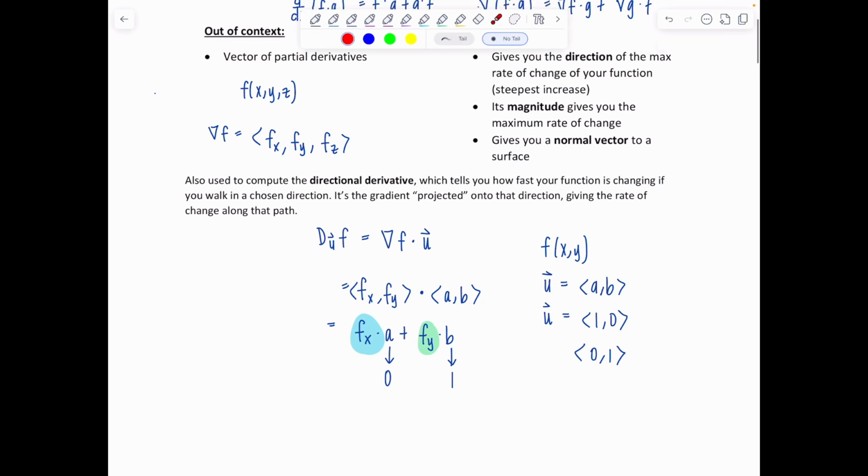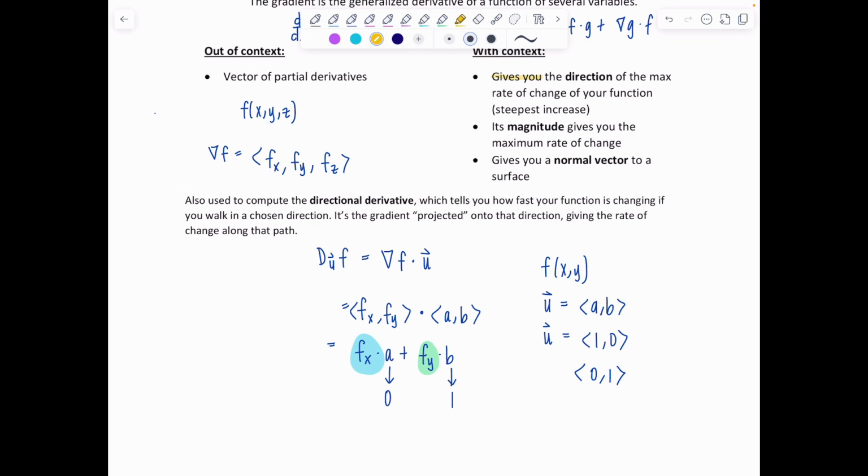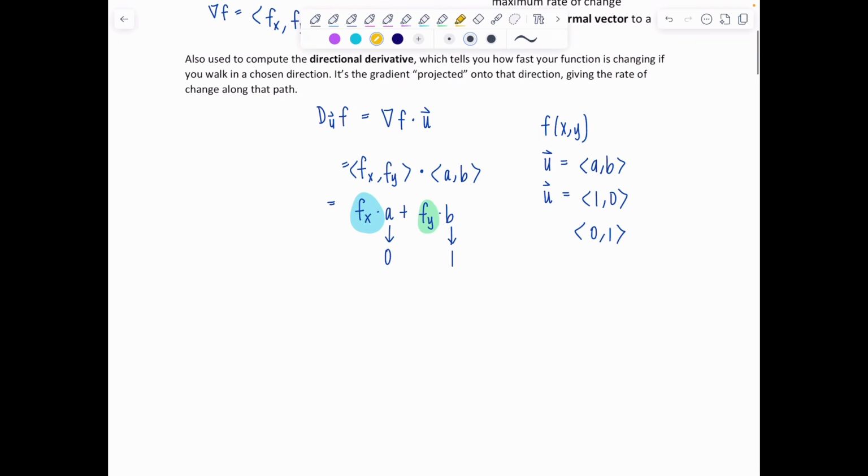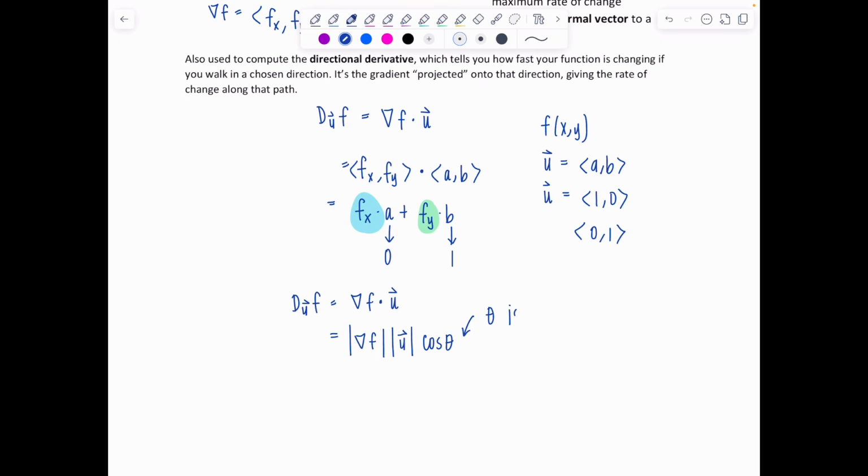Now, I did state earlier that the gradient gives you the direction of the max rate of change of your function. So let's prove that. That way you really believe it in your heart of hearts and you don't forget it. So we know the directional derivative we can compute as the gradient of f dotted with u. And we've studied before that when you have the dot product of two vectors, that's equal to the product of the magnitude of each times cosine of theta. And this theta is the angle between those two vectors whose dot product you're finding. So it's the angle between the gradient of f and u.